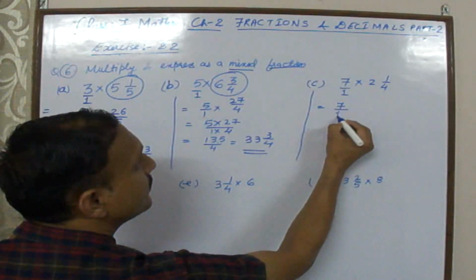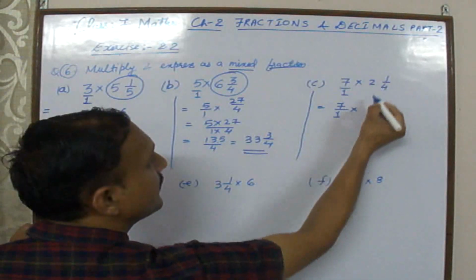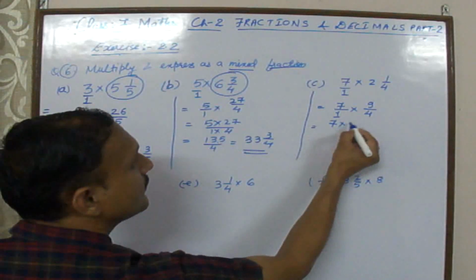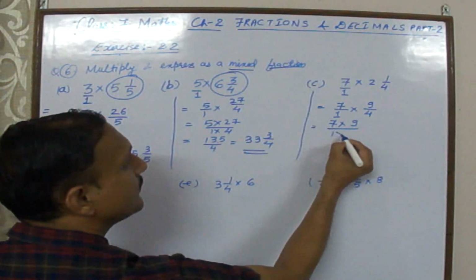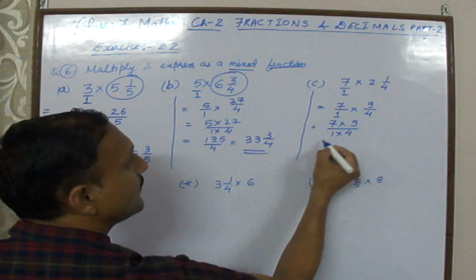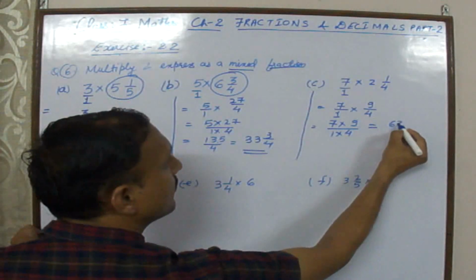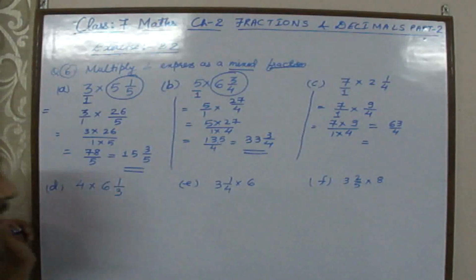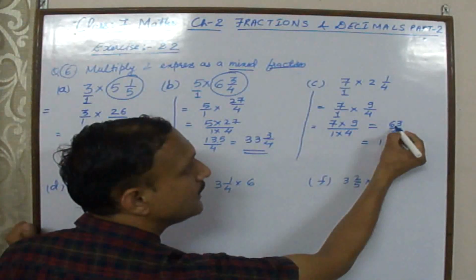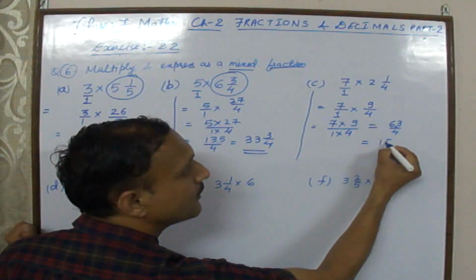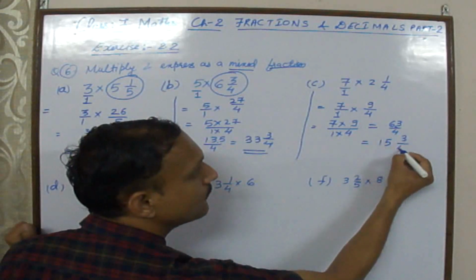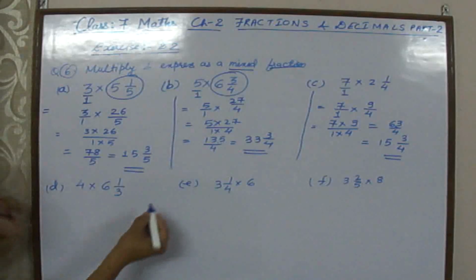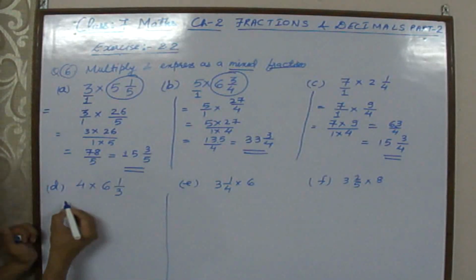Now same for question C, 7 by 1 into 4 twos are 8 plus 1, 9, 9 by 4. Multiply numerator with numerator and denominator with denominator. 7 nines are 63 by 4. Convert this improper fraction into mixed fraction: 15, 3 by 4.